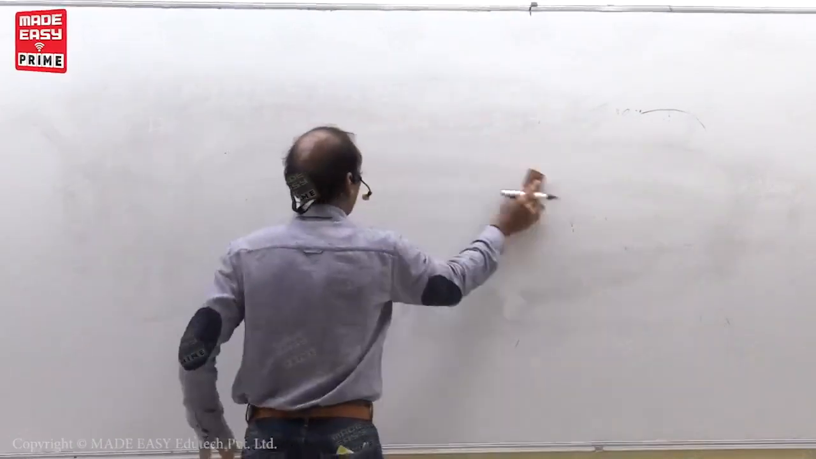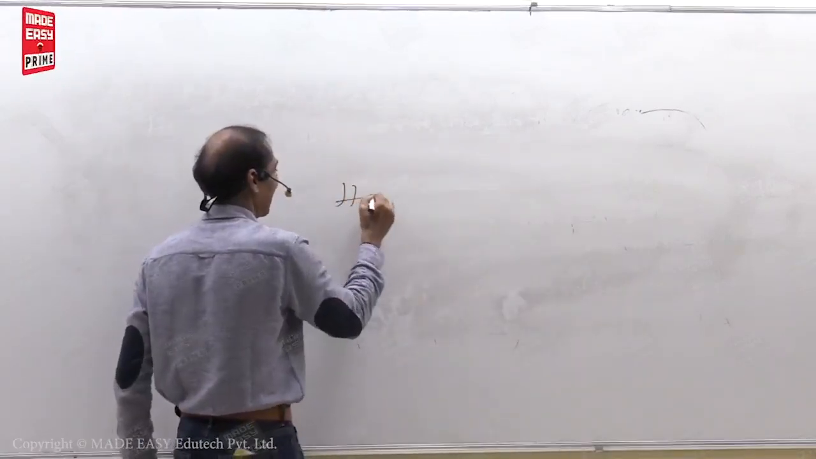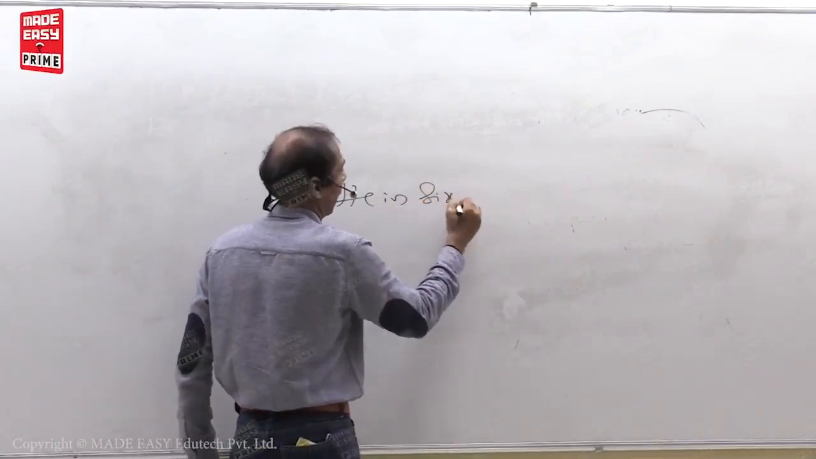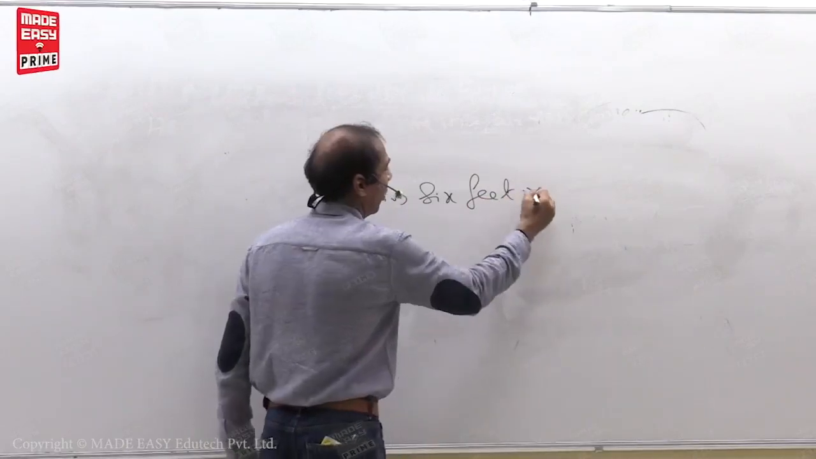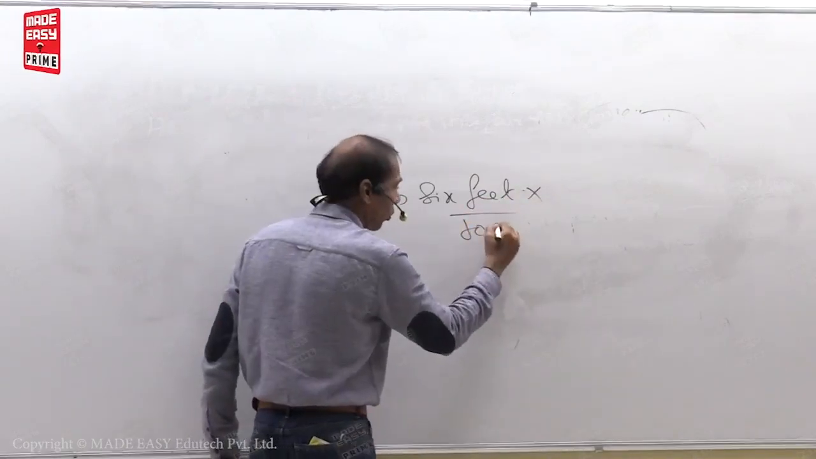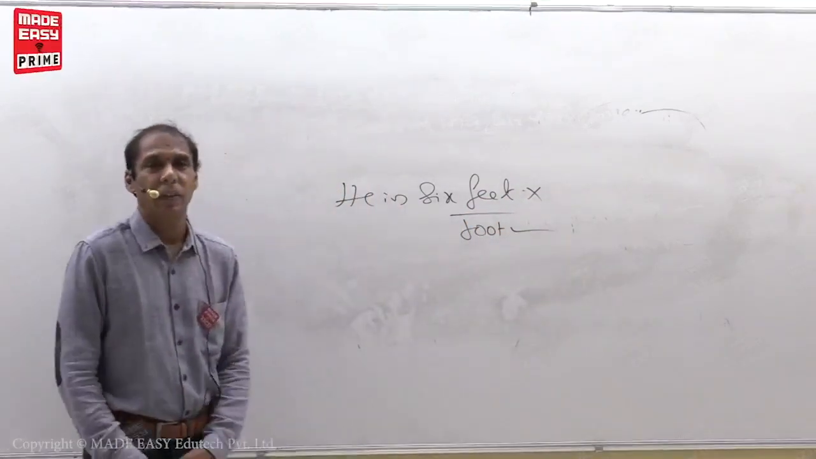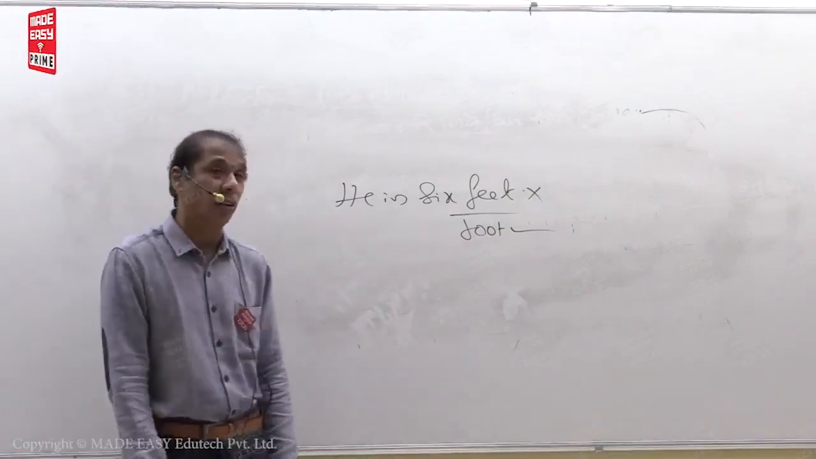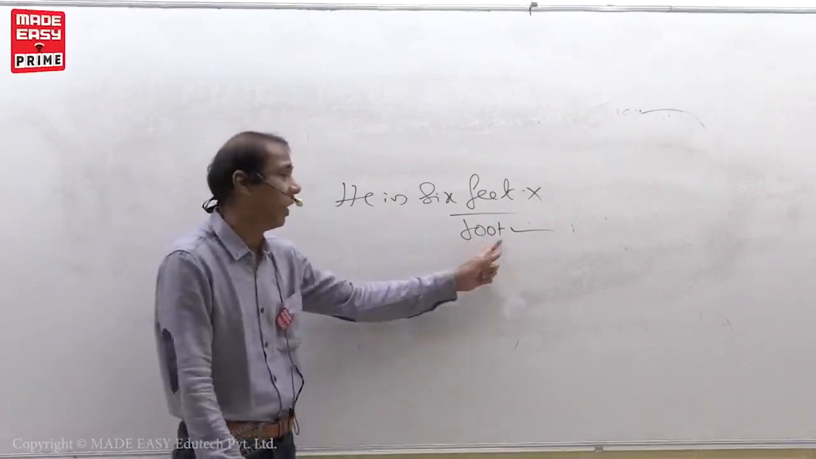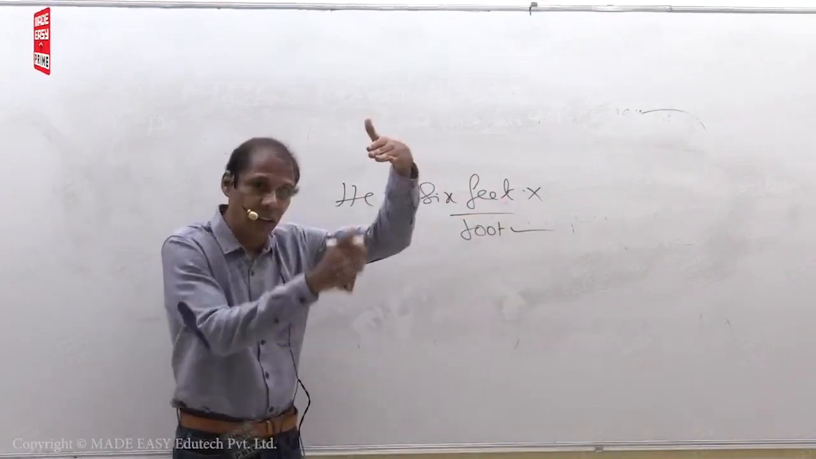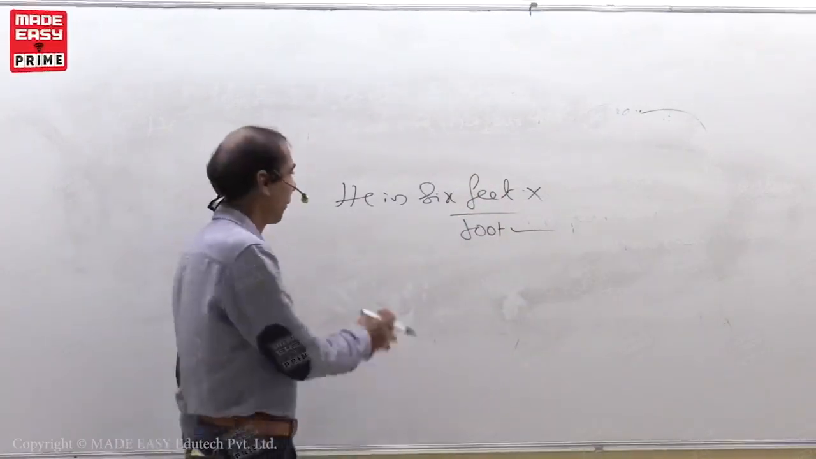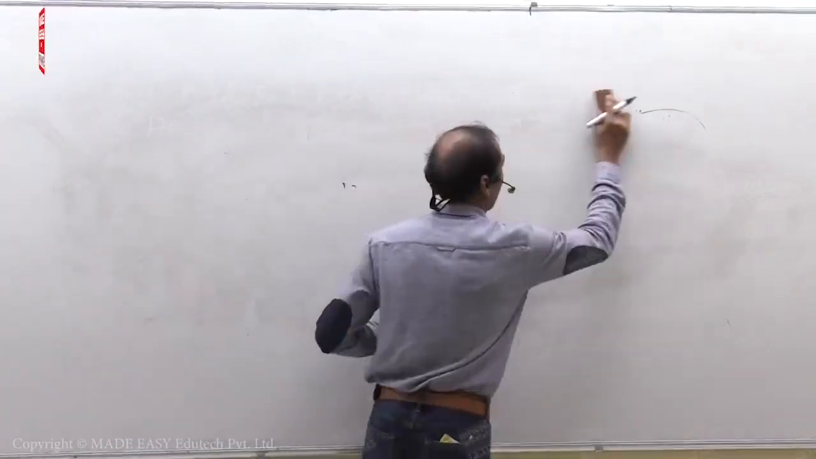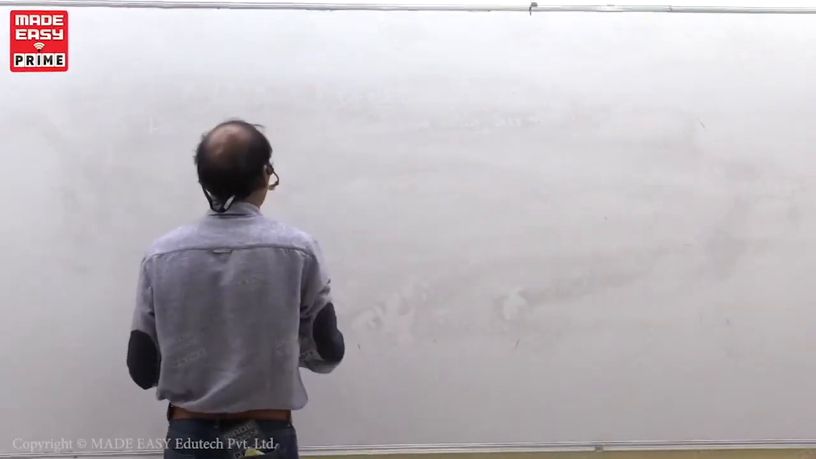See, he is 6 feet. Wrong. He is 6 foot. That's all. He is 6 foot. Don't say he is 6 feet. He is 6 foot. You are measuring, right? Next.